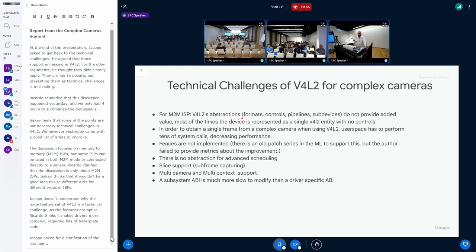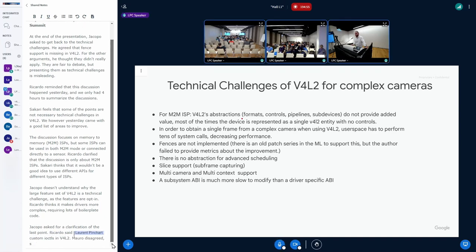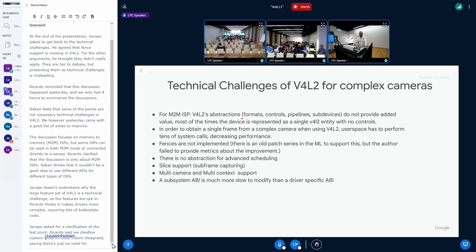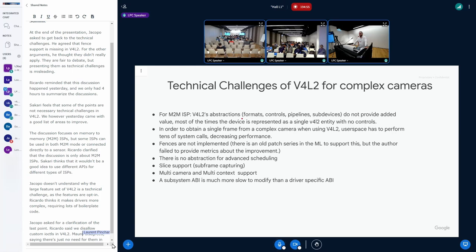We disallow custom IOCTLs in Video for Linux. No, we never allow. We don't. It was never disallowed to have custom IOCTLs. It's just that up to now there was no need for that. I guess in the past we actually had one or two drivers that had them, but they were just versions of the existing ones, so those were converted. Nobody ever came to us with a need for a custom I/O control so far.